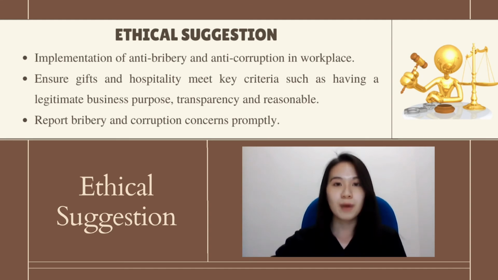Besides that, reporting bribery and corruption concerns promptly is also one of the ethical suggestions suggested. If staff have witnessed or suspect bribery, they need to know how and to whom to report it. They need to be able to speak up to their manager or report it through the company established whistleblowing channel. It should also be made clear to the employees that it is not their job to investigate their concern. They should leave the investigation to the appropriate channel instead.